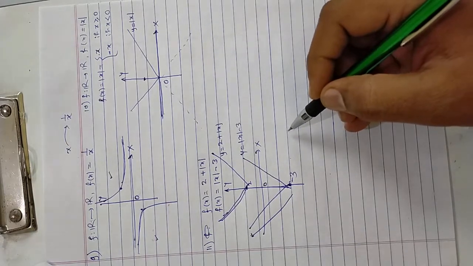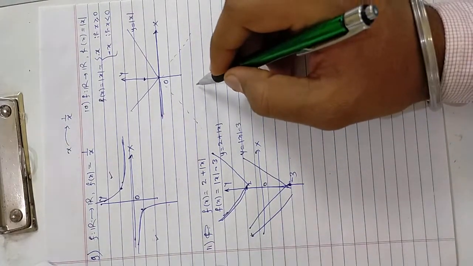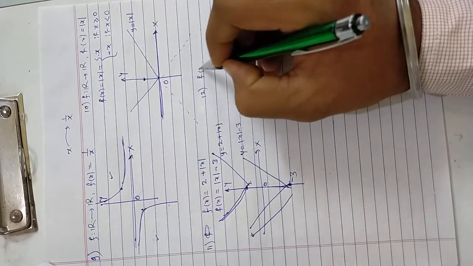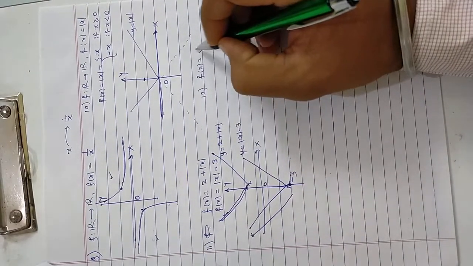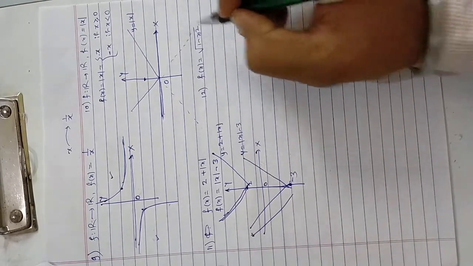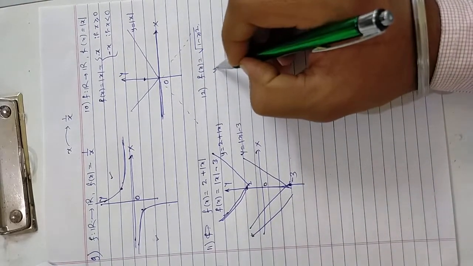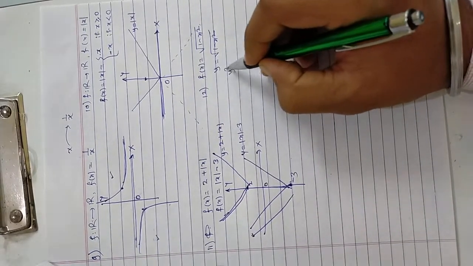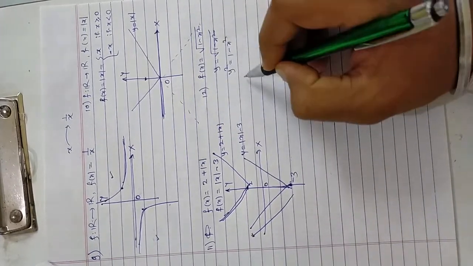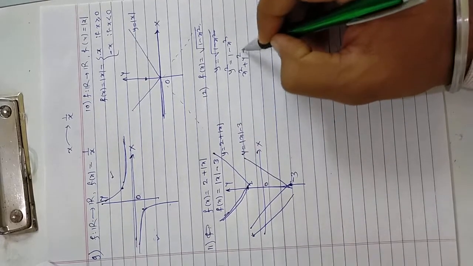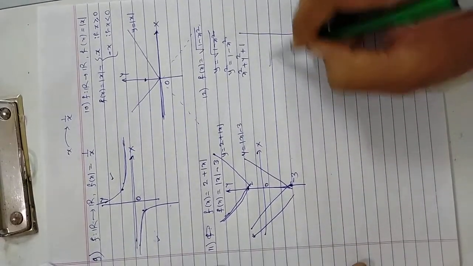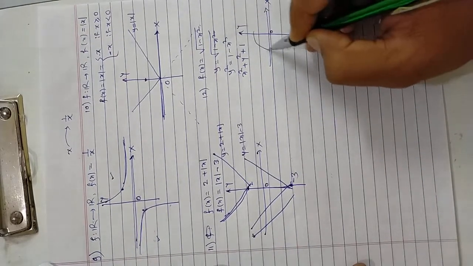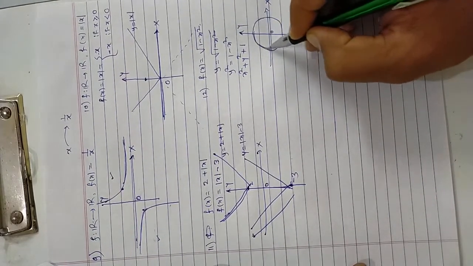The next thing is 12. F of x equal to square root of 1 minus x square. So how to draw this graph? Consider y equal to square root of 1 minus x square. By squaring, it is y square equal to 1 minus x square. That means x square plus y square equal to 1. So it is the x-axis, y-axis, 0. It is a circle of radius 1.